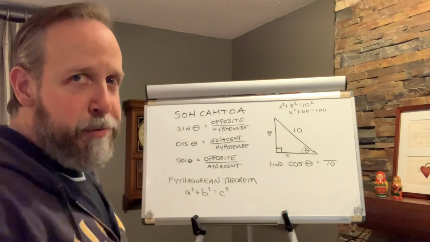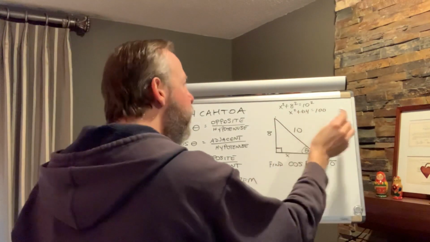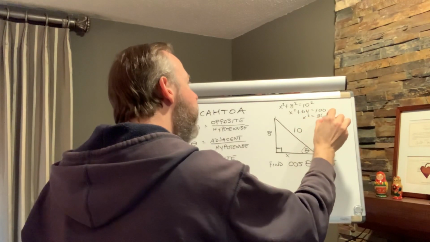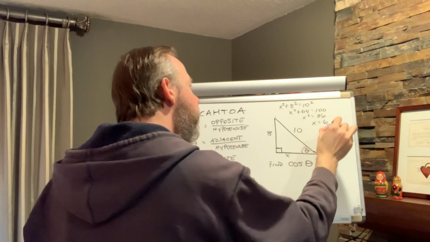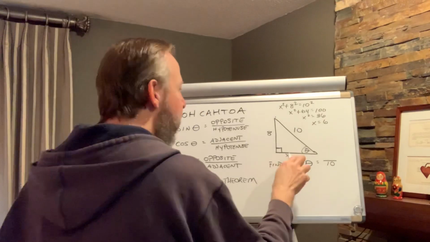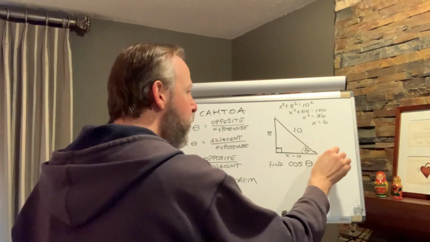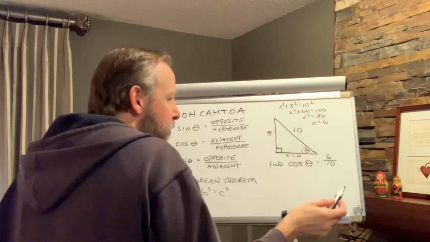Squaring, of course, means multiply by itself, so make sure you square the values correctly. I'm going to subtract 64 from both sides, and I get x squared equals 36. I'm going to square root both sides, and x equals 6. So I figured out that my missing side is a length of 6, which means the cosine's numerator is 6. So the answer is 6/10.